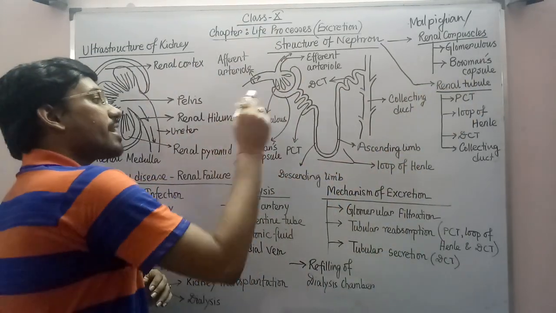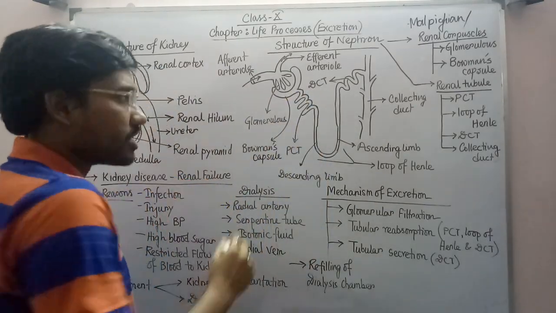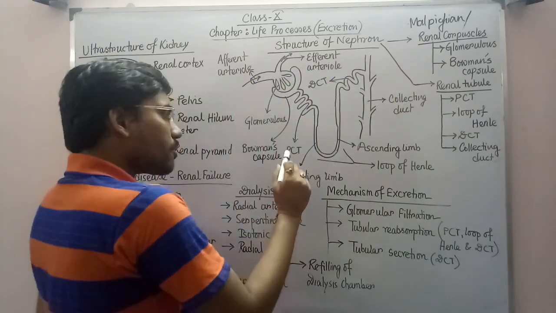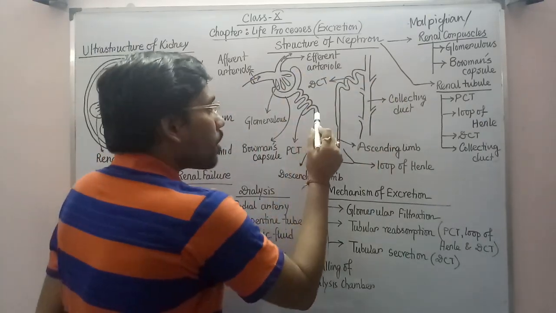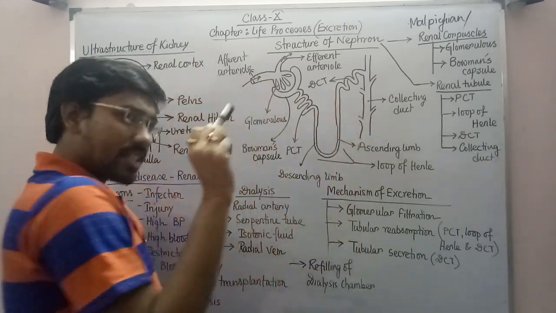After Bowman's capsule, the next part which is present, you can see, is the PCT, proximal convoluted tubule. It is a coiled portion, you can see. So this is the first part of the renal tubule. After PCT, the next portion is the loop of Henle. This entire portion is the loop of Henle, and it is a U-shaped portion.